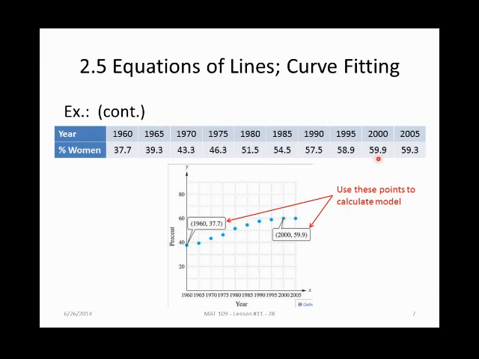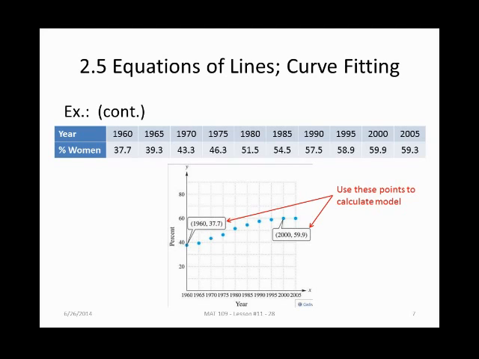Here's the table of data. Every 5 years from 1960 to 2005, and the y value is in percent. And we're told that we're supposed to use this point and this point to calculate a straight line. If you drew a straight line through those 2 points, it would kind of go through the middle. Actually, I'll show you what that looks like at the end of the problem.